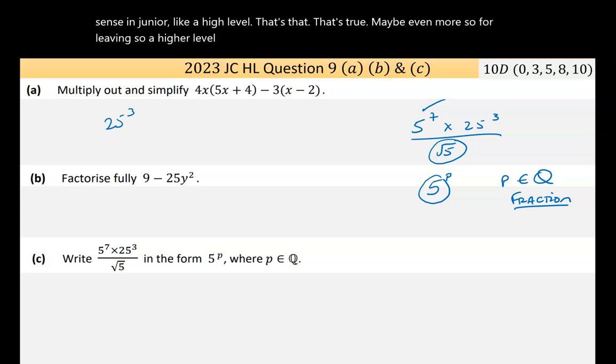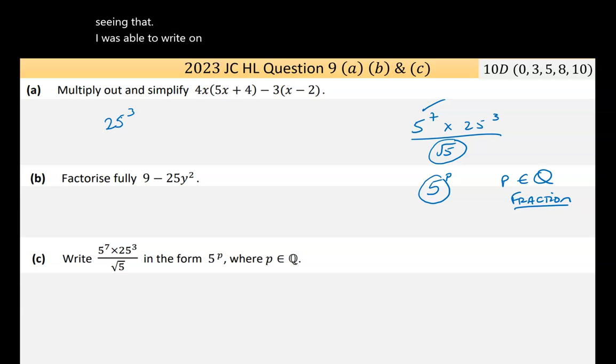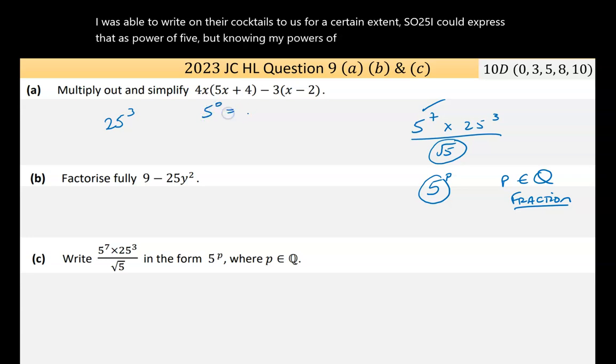And it is something that I would have fallen down on. I was very bad at seeing that, whereas luckily I had some friends who were very good at seeing that. I was able to ride on their coattails to a certain extent. So 25, I could express as a power of 5, but knowing my powers of 5 is helpful.